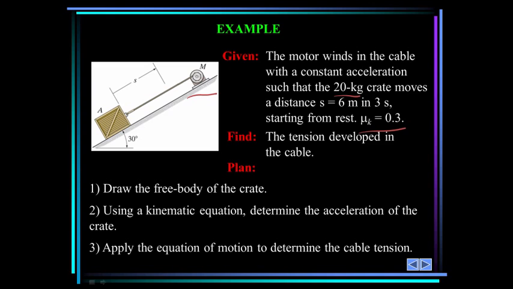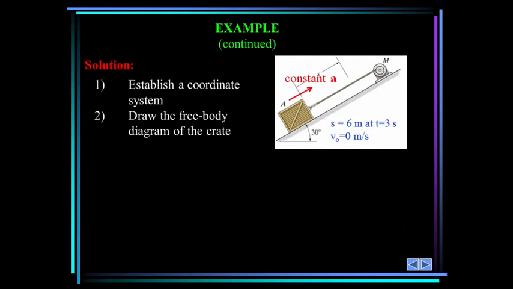The plan is, as always, draw a free body diagram, use a kinematic equation, and apply the equations of motion. Sometimes these two are reversed in order. Sometimes you do the equation of motion first, followed by the kinematic equations. It depends upon how the problem is set up. So we'll establish a coordinate system and draw the free body diagram of the crate. Since the crate is on an inclined plane, I'll make my coordinate system along the inclined plane at 30 degrees.